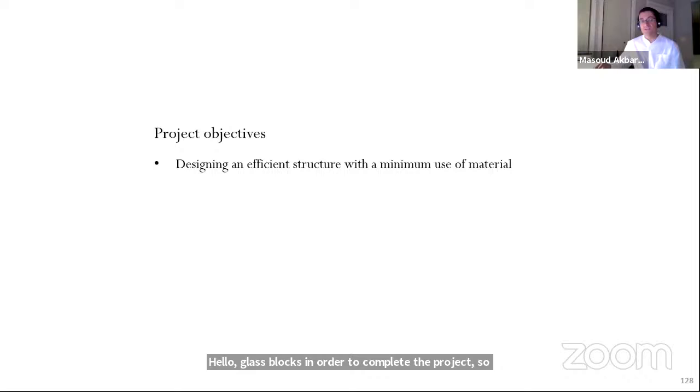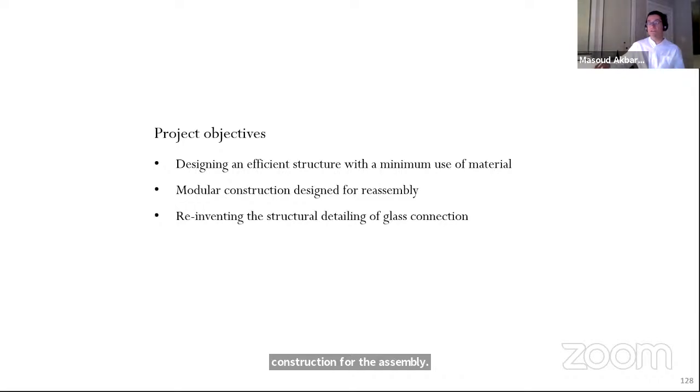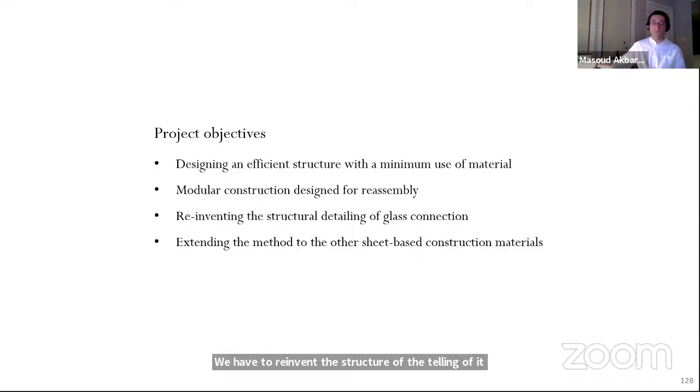There are certain objectives for the project. Obviously, we are trying to minimize the use of material, and we would like to consider a modular construction for reassembly. We have to reinvent the structural detailing of the glass connection. And if we can show this structure made out of thin sheets of glass, which is one of the most challenging construction materials, we can certainly extend the method to any other sheet-based construction material like aluminum, steel, et cetera.